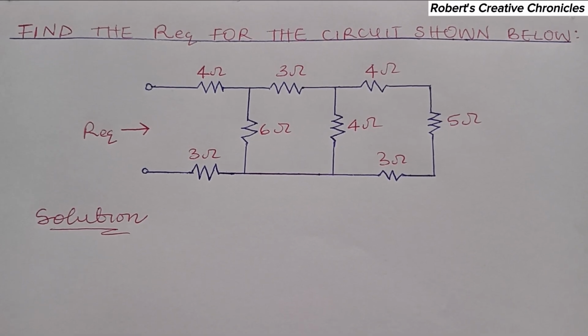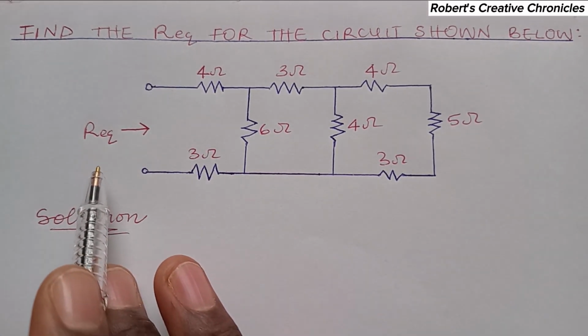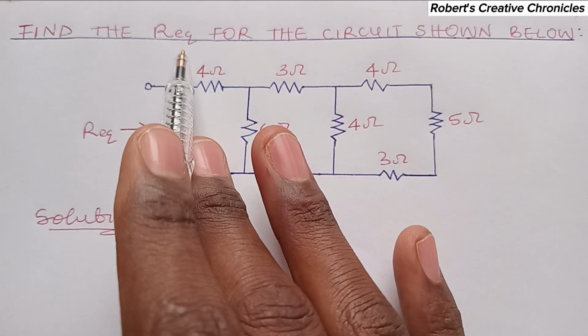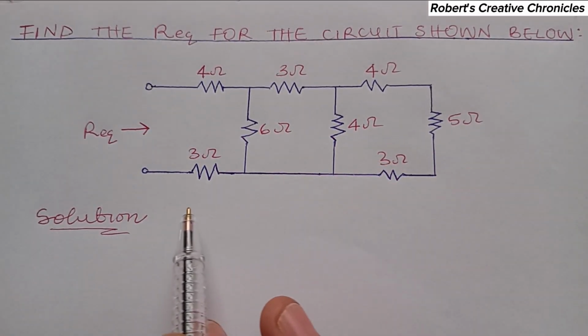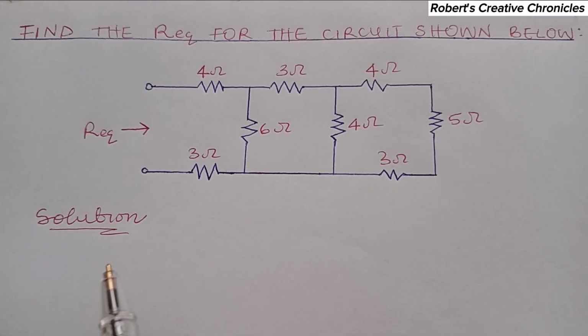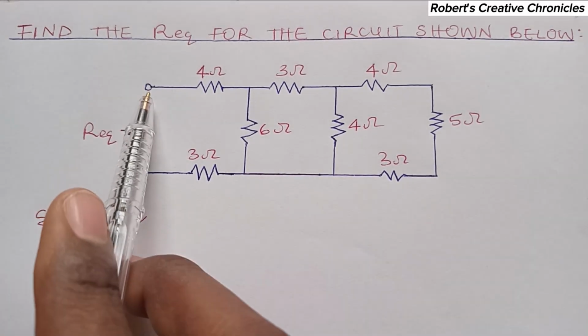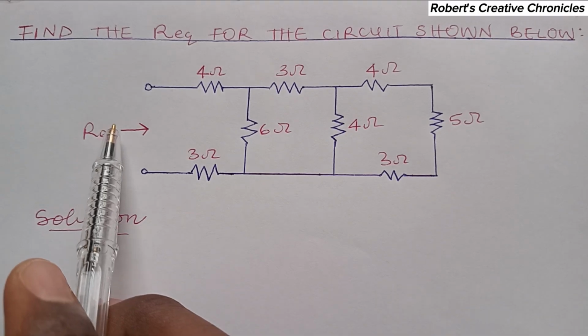So today we'll be solving this question, which states: find the equivalent resistance for the circuit shown below. This is the circuit. We are going to find the equivalent resistance of this circuit, which means the total resistance. Now, you have to first analyze the circuit.